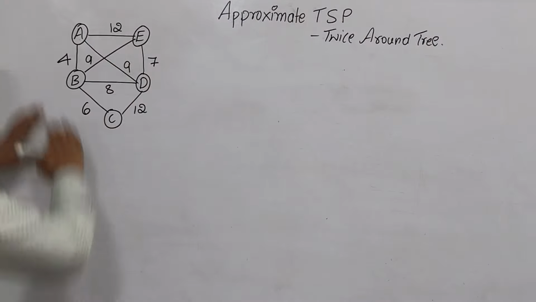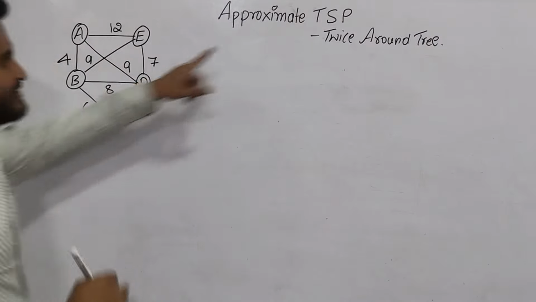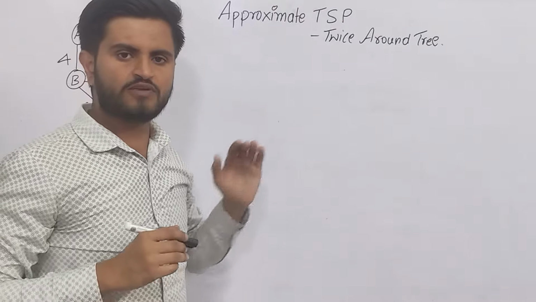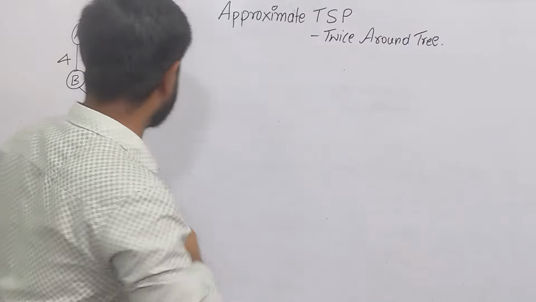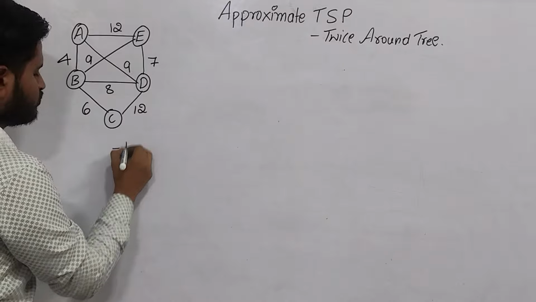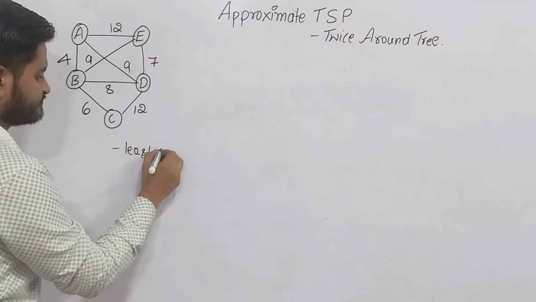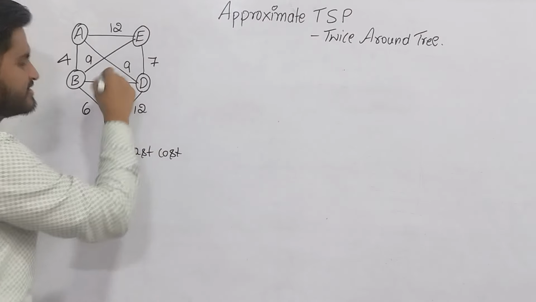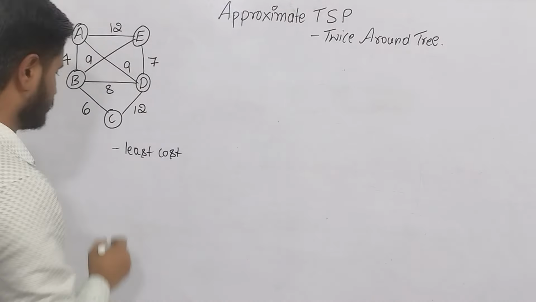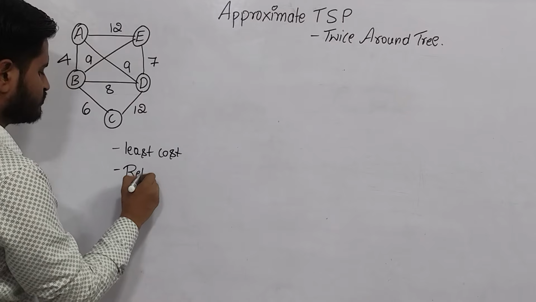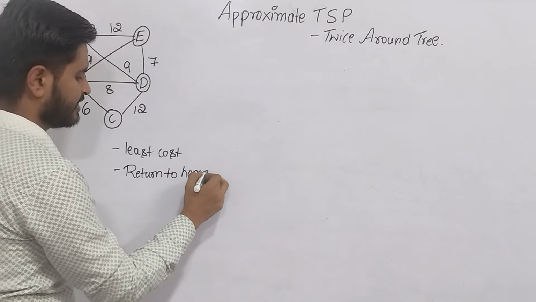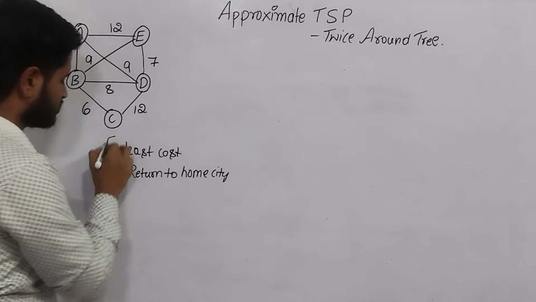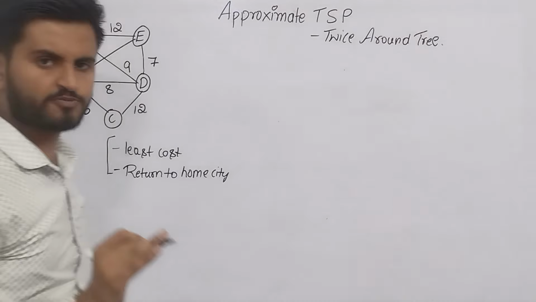If you see, a graph has been given. What the traveling salesman will do, he will start from a city and move to all other cities. The condition is he must move to all other cities with the possible least cost and return to his home city again. So these are the two conditions of the traveling salesman problem.